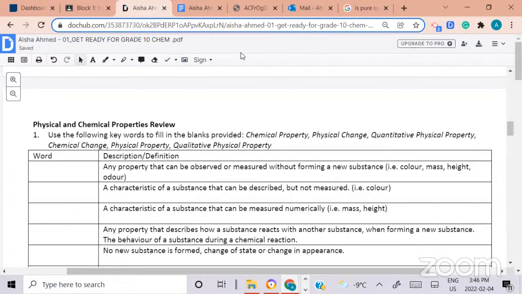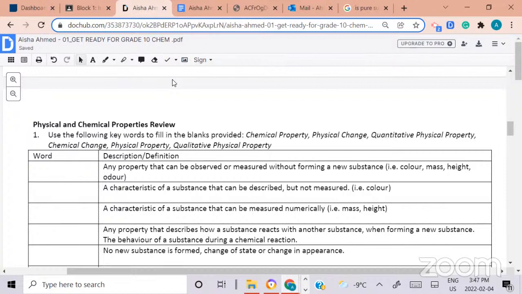Use the following keywords to fill in the blanks provided: chemical property, physical change, quantitative physical property, chemical change, physical property, qualitative physical property. Okay, are you familiar with these words? I think I heard of them, but I don't remember anymore. Okay, so the first description, do you want to read it? Any property that can be observed or measured without forming any substance, for example, color, mass, height, and odor.